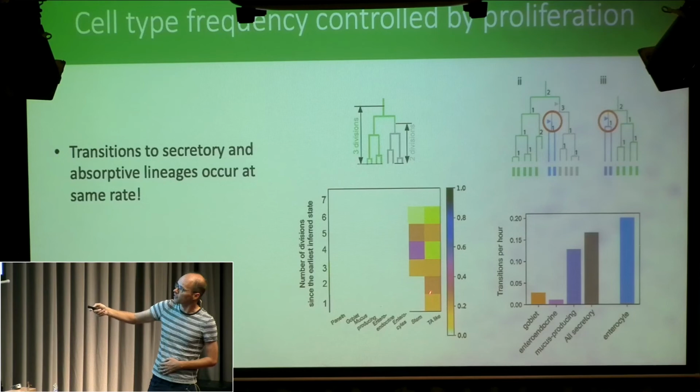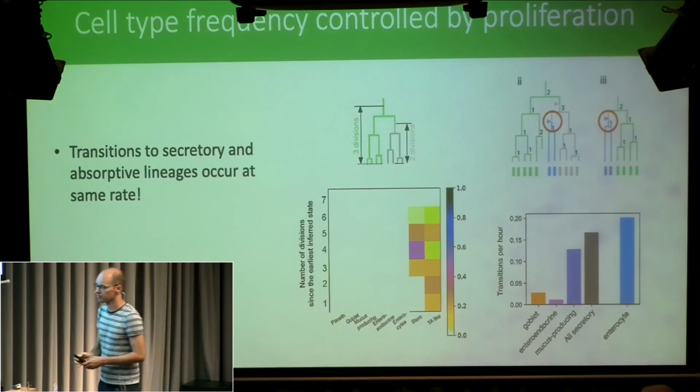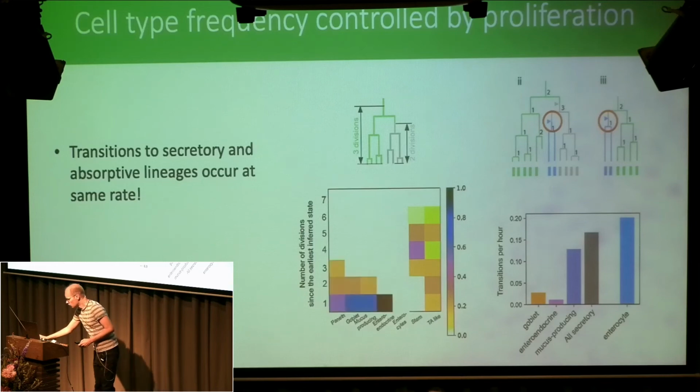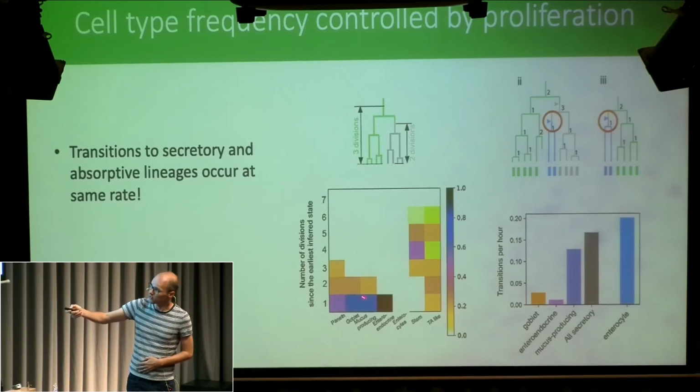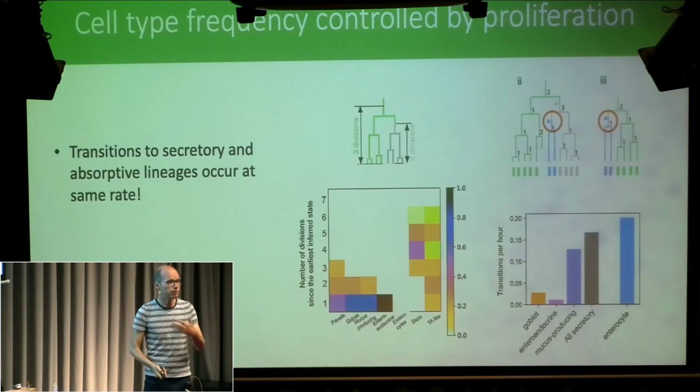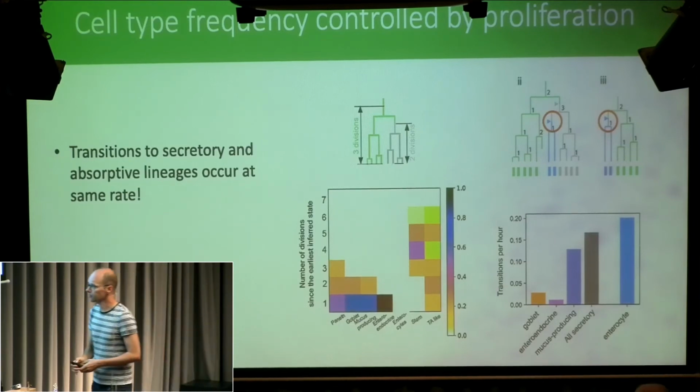For transient amplifying cells, we also see that some of these lineages have very many divisions. It's quite different if you look at secretory cells. There we see that most of them have one division, sometimes two. For Paneth cells, very rarely three. So the number of divisions that we see for these cell types is much smaller.